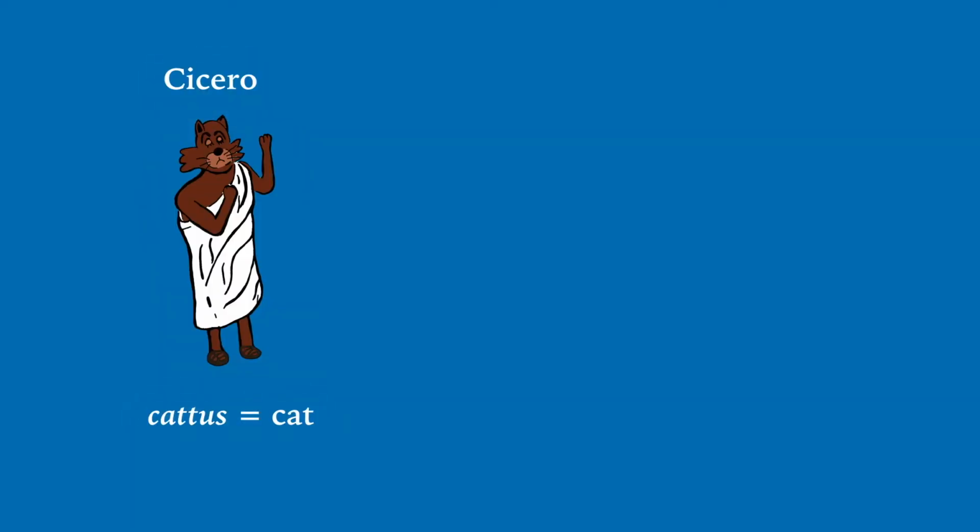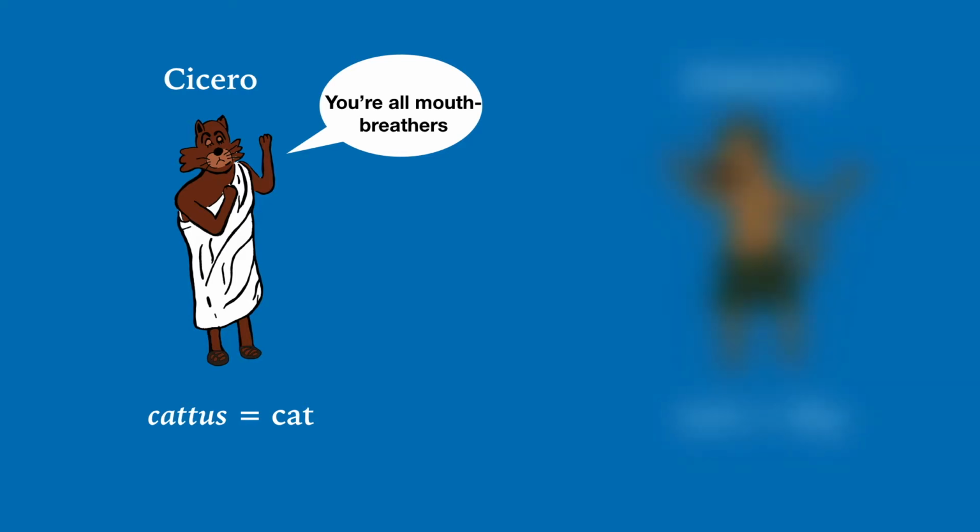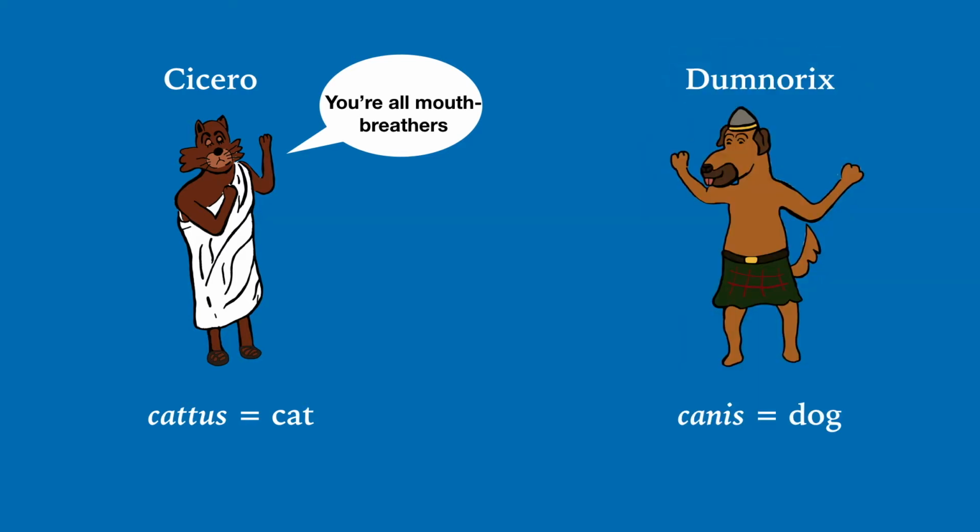So I would like to introduce you to my 2 pets. I have a cat, catus in Latin, called Cicero. I love Cicero, but he's not so keen on me. In fact, he tends to look down on all other beings as being intellectually and morally inferior to himself. But I like him nonetheless. I also have a dog, canis, called Dumnorix. What Dumnorix lacks in cunning and wit, he makes up for in pure affection for all things.